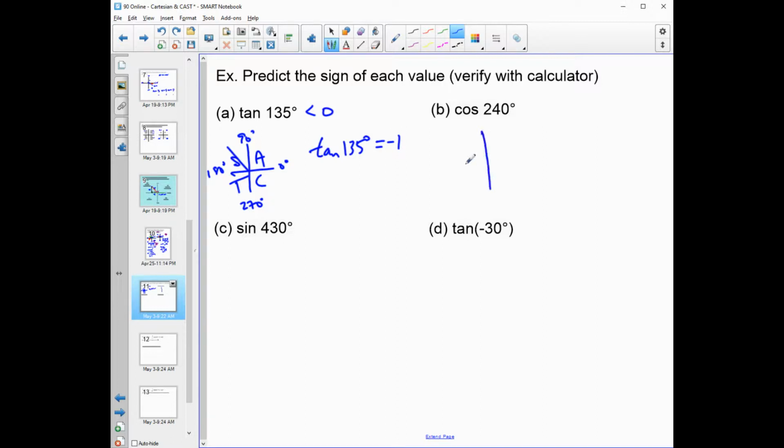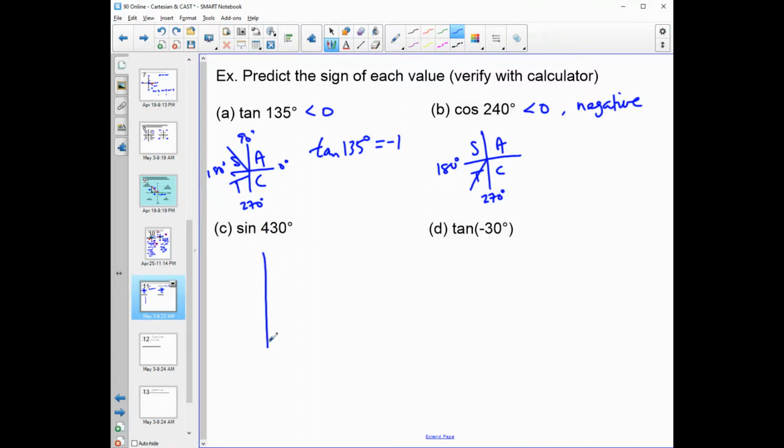And CAST. So here we have 240 degrees. Well, that is between 180 degrees and 270 degrees. That is where tangent is positive, which means this one is less than 0 or negative. You could answer these with either a greater than or less than sign, or you could use the words. Now, this one's a little bit more interesting.